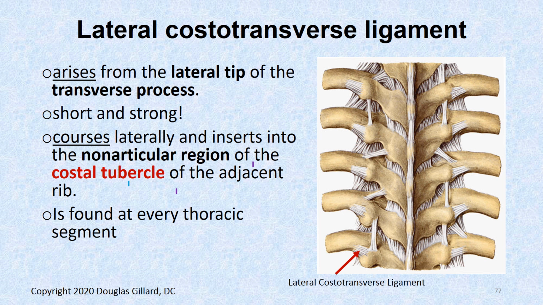So it can't join the facet, right? The facet is already joined to the transverse costal process. Okay, here it is right here. Picture's better sometimes. So it arises from the lateral tip of the transverse process, and it digs into the costal tubercle, but not the articular portion, just the bony portion of the costal tubercle. We good? So that one's pretty easy to see. There's another one, and another one. When we had a cadaver, you could see them quite nicely.